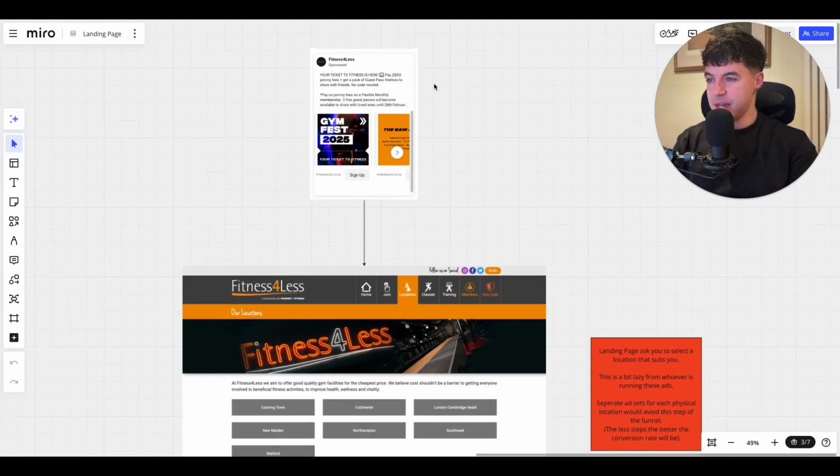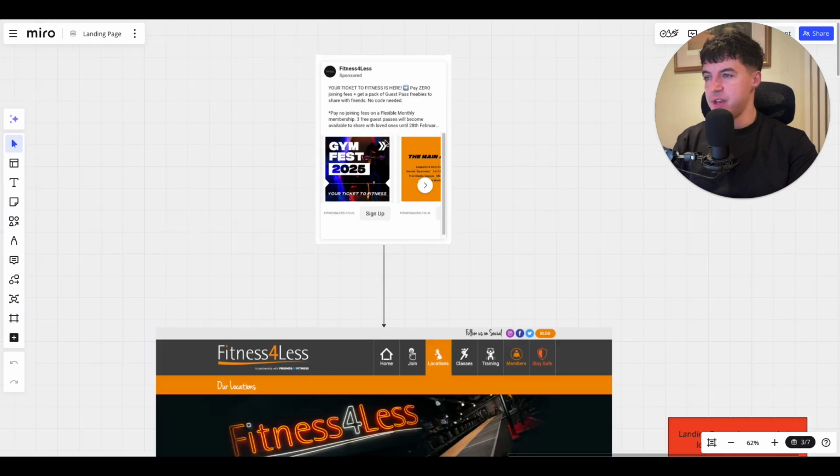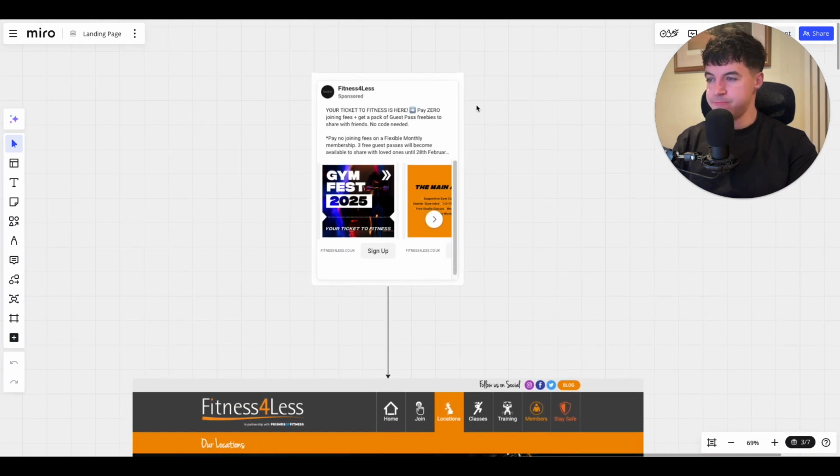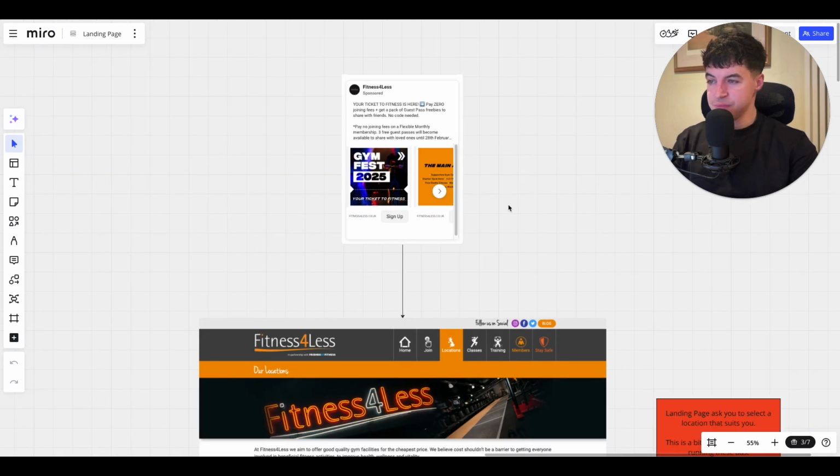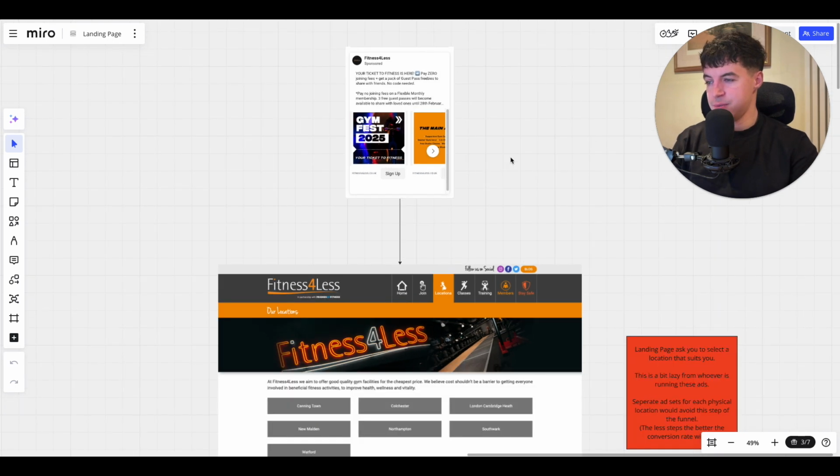Now, finally, a good example of what not to do. Fitness for Less. They're advertising your ticket to fitness is here. So this is a gym membership. They're basically selling a membership here, but the incentives are a zero joining fee, and you get guest pass freebies to share with friends. No code needed. They go on to explain what that looks like in slightly more detail. Good ad, fine. Again, we're not going into the ads, we're talking about landing pages.